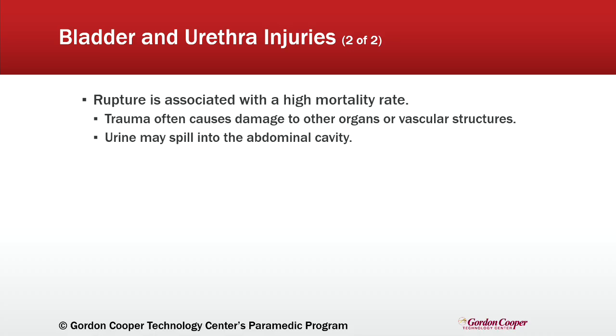A bladder rupture is associated with a high mortality rate because the trauma required to pierce it often damages other organs and major blood vessels in the area. When the bladder ruptures, urine may spill into different parts of the abdominal cavity, leading to an intraperitoneal, extraperitoneal, or retroperitoneal rupture. Signs and symptoms of a bladder rupture can include gross hematuria, subpubic pain and tenderness, difficulty urinating, and abdominal distension, guarding, as well as rebound tenderness.